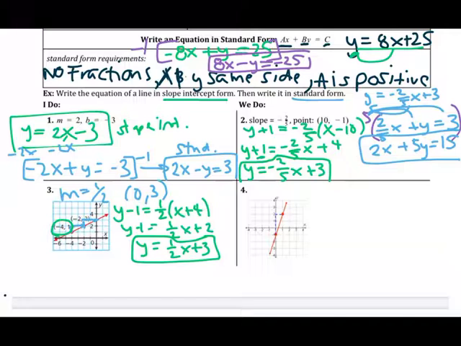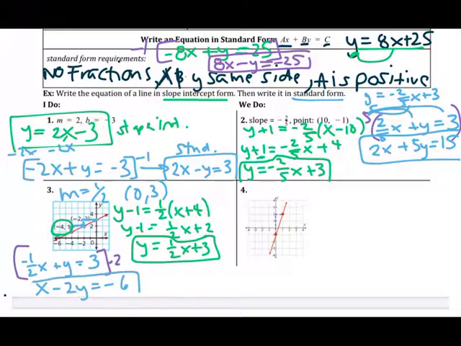Now to write this in standard form, the first thing I need to do is subtract 1/2 x on both sides. So negative 1/2 x plus y equals 3. Then I need to get rid of that negative and the fraction. So I'm going to multiply everything on both sides of the equation by negative 2. That gives me x minus 2y equals negative 6. And now I have my equation in standard form.